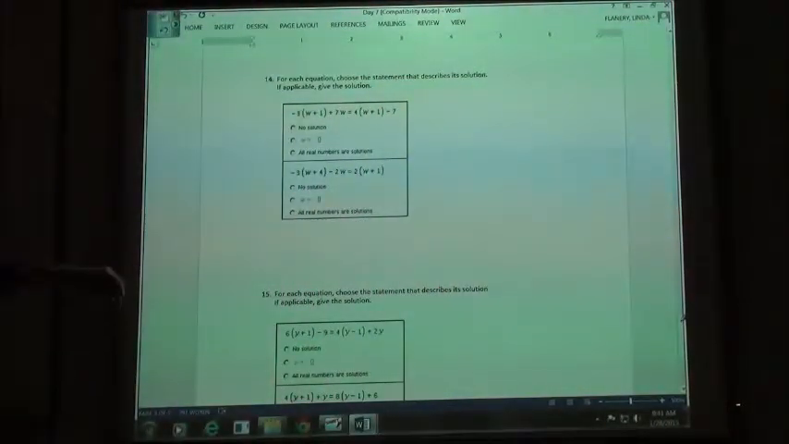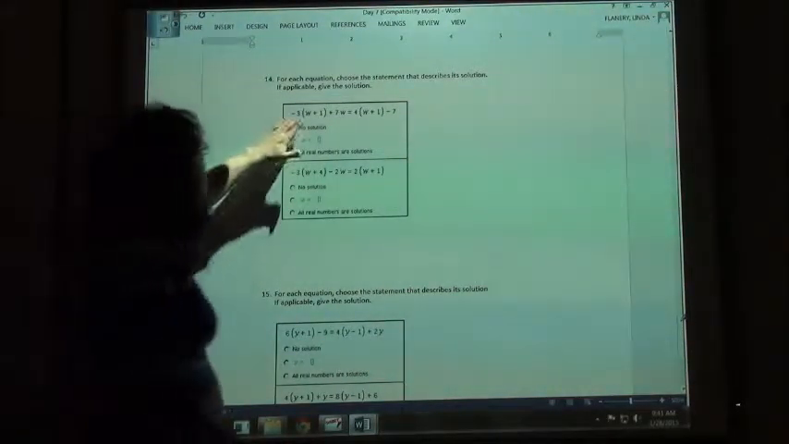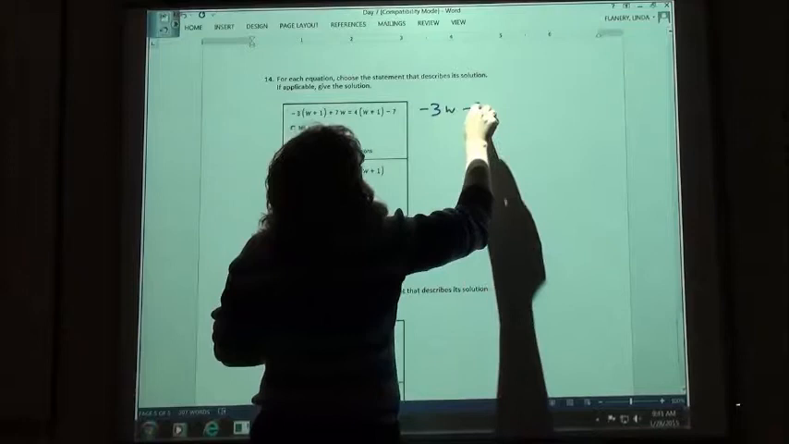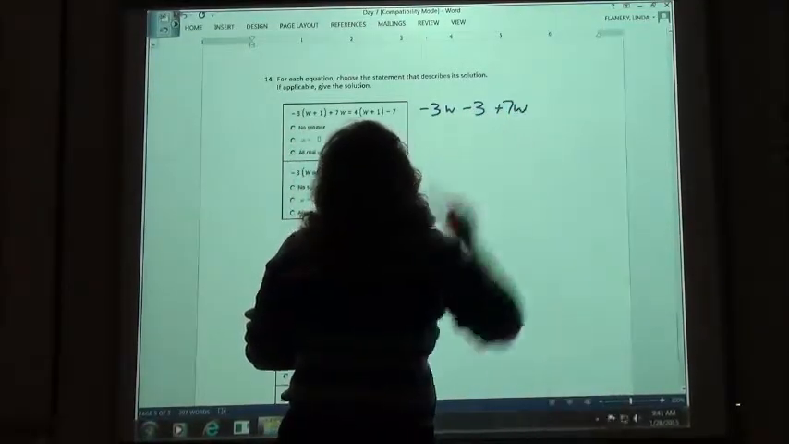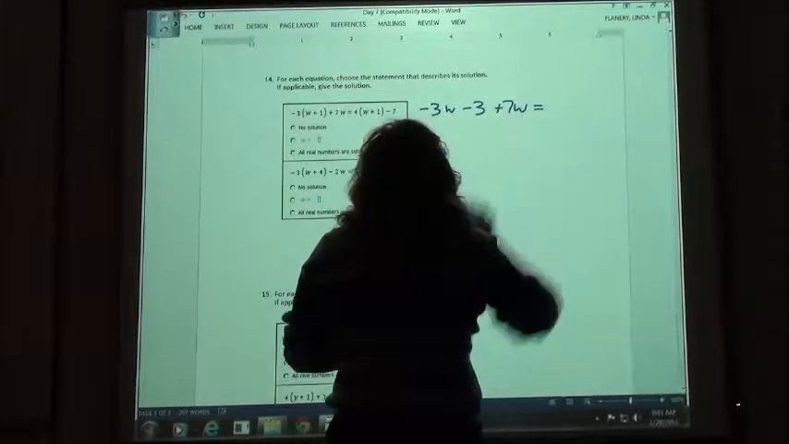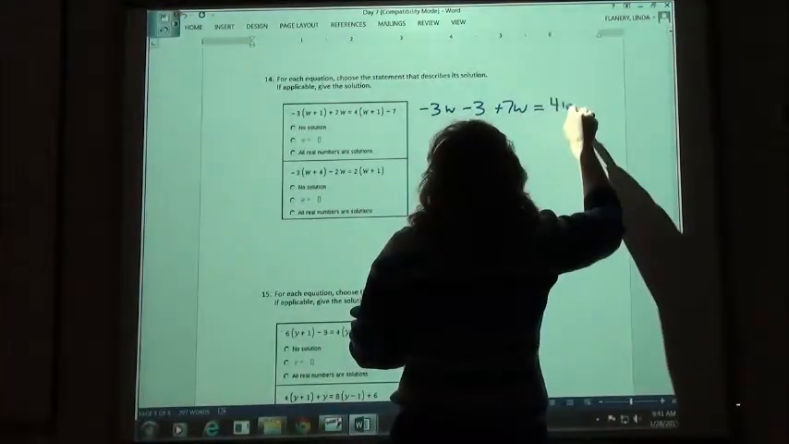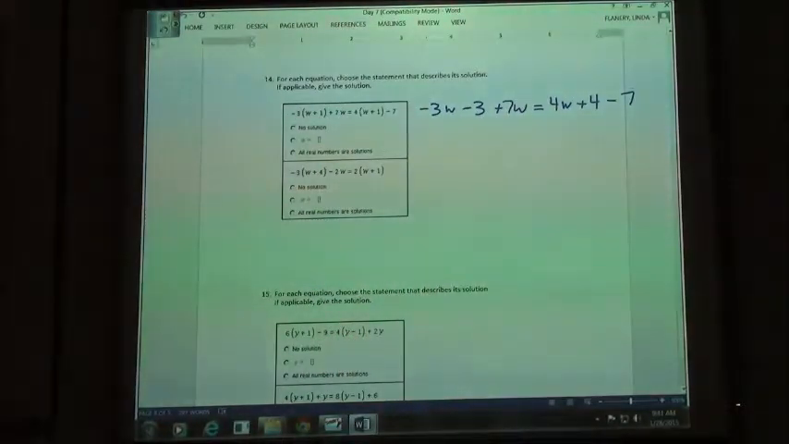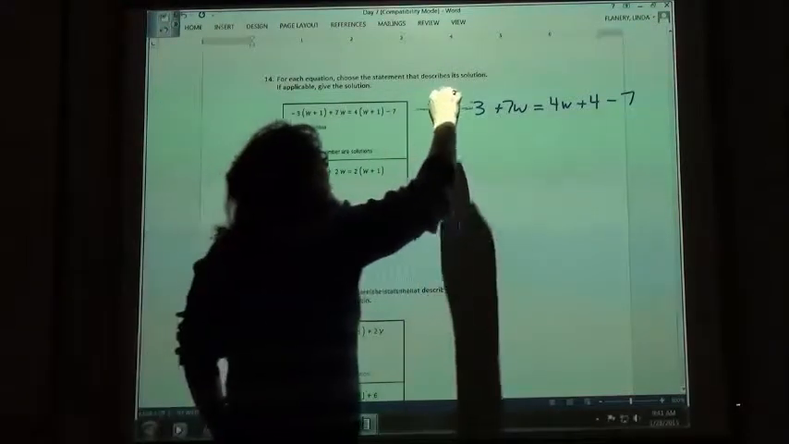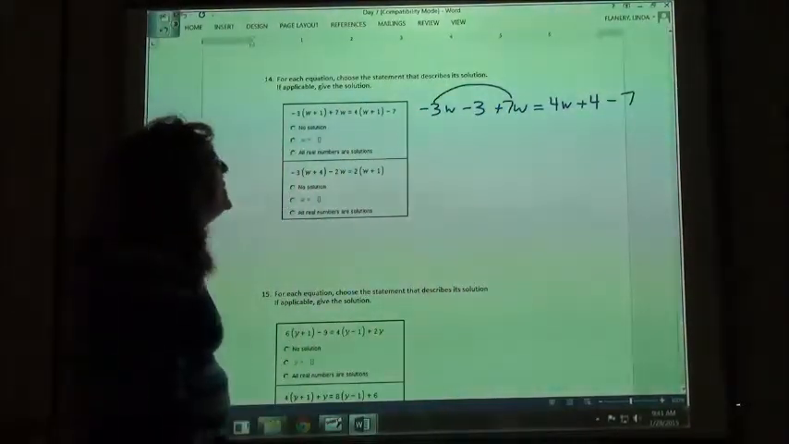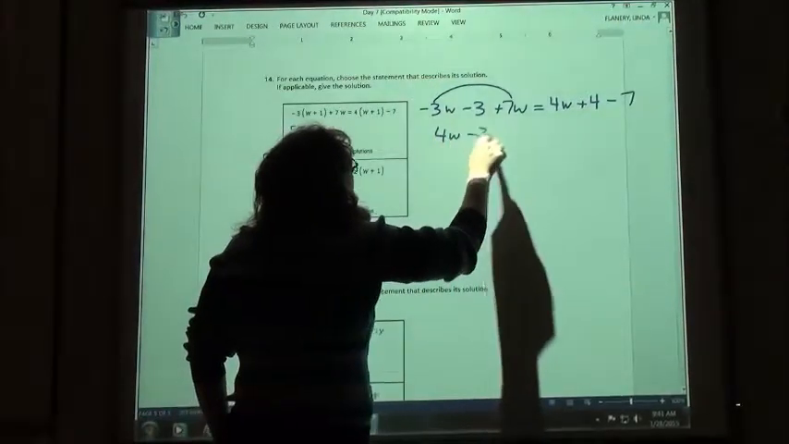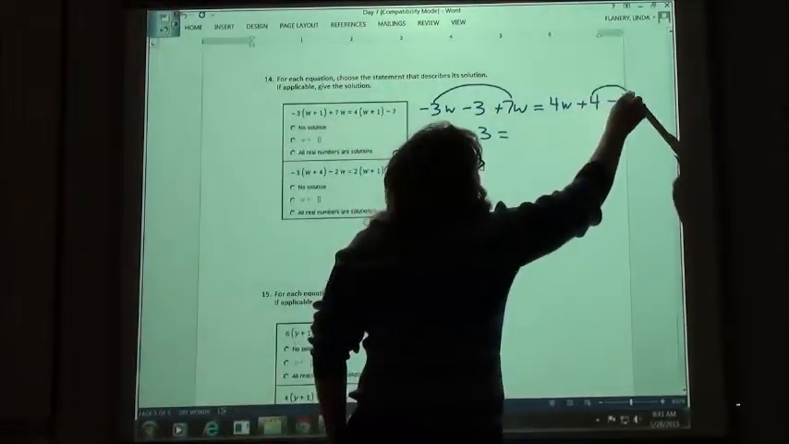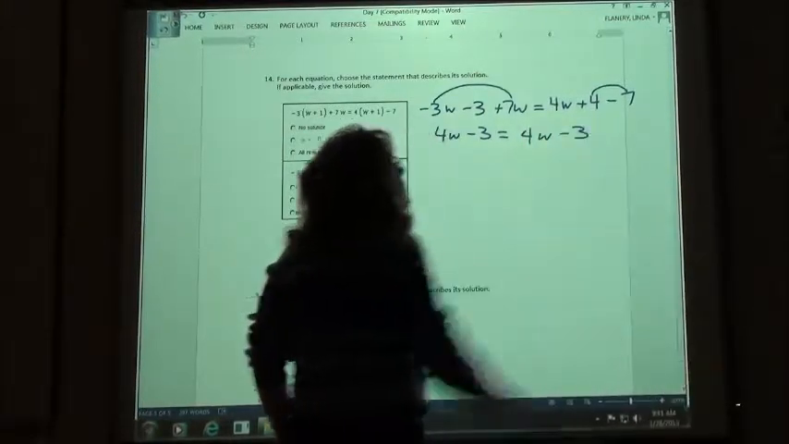So number 14 there, if I go ahead and multiply by my negative 3, I have negative 3w minus 3 plus my 7w, that's not in parentheses. On the other side, multiplying by the 4, 4w plus 4 minus the 7, that's not in parentheses. So negative 3w minus 3 plus 7w equals 4w plus 4 minus 7. Combining my like terms, negative 3w plus 7w would give me 4w minus 3. And over here, combining my like terms, I get 4w minus 3.